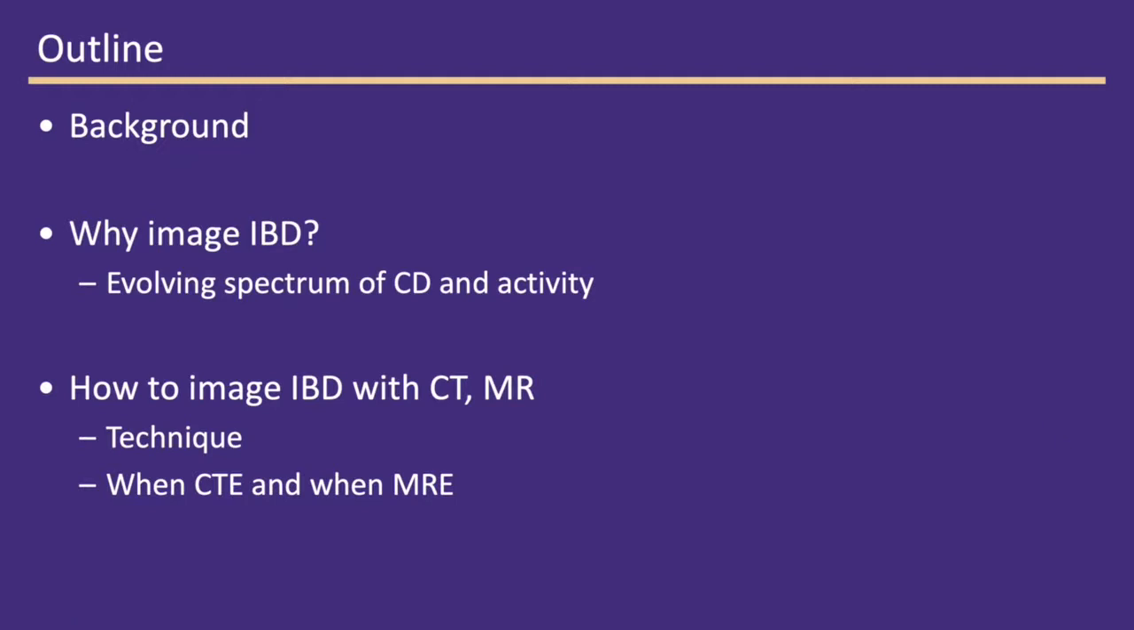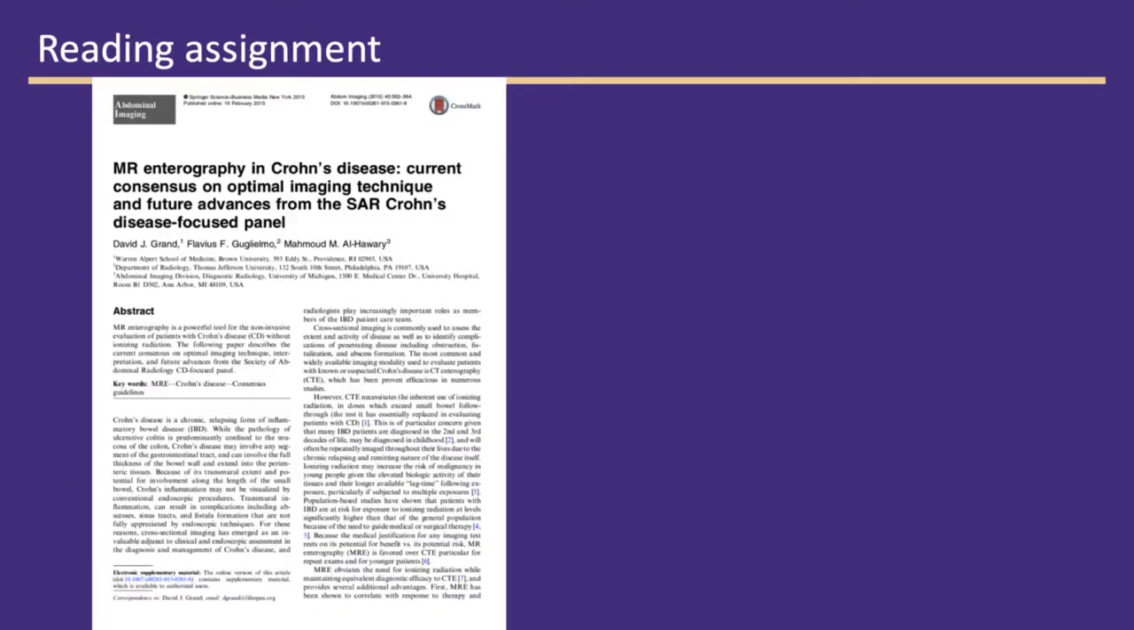So for this part one, we'll talk about the background of IBD in general, and we'll talk about why we use imaging in IBD and how the spectrum of Crohn's disease specifically and the various stages of activity apply to how and when we image them. Specifically in that regard, we'll talk about how to use CT enterography and MR enterography with a discussion about the technique and, specific for MRE, what sequences are used for what purpose. And then lastly, we'll talk about when you might consider CT enterography versus when you might consider MR enterography.